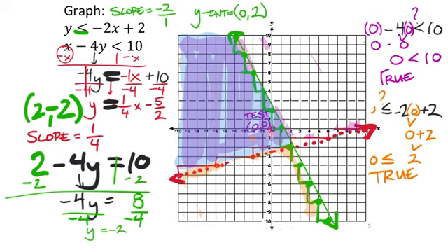Boom. Okay, so that means that any point on the green line up to this red point right here, and all of the shaded area, any ordered pair there would make the system true. Not just one equation, but both.